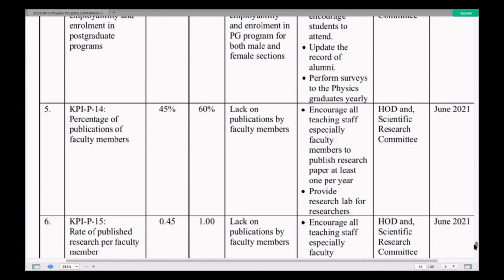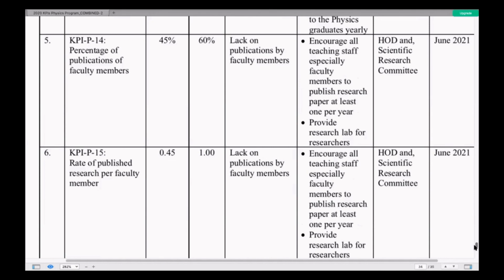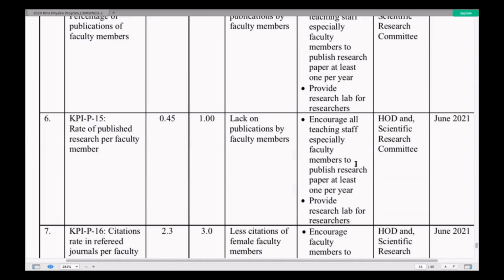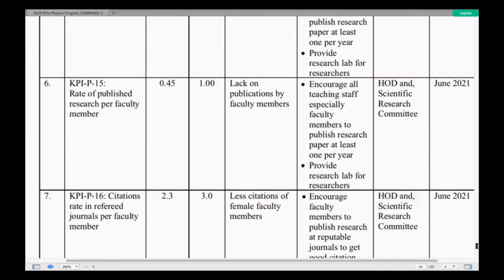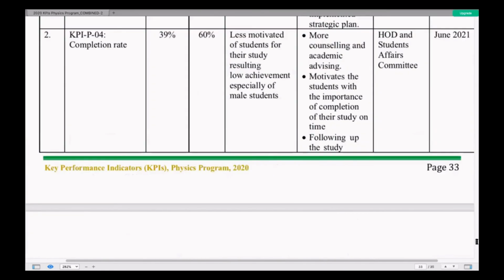KPI number 14, lack of publication by faculty members. So we need to encourage all the teaching staff to publish papers. Of course, we hope the management will provide a research lab for good research, and then faculty members can publish research papers. It is the same with KPI number 15 and 16, because they are also about publication. So this is our action plan for these KPIs.